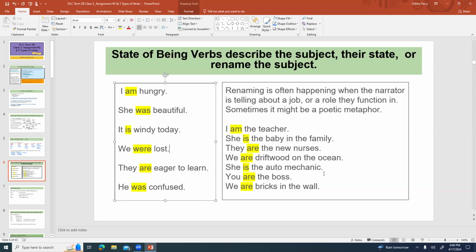Rename is often happening when the narrator or the writer is telling about a job or a role that the main subject is functioning in. And sometimes it might be used as a poetic metaphor, like I am the teacher. I is the subject. I'm giving you another name of the teacher. She is the baby in the family. Baby is kind of a renaming. They are the new nurses. It's talking about their job. We are driftwood on the ocean. So there I'm being kind of poetic. She is the auto mechanic. I'm telling what her job is. You are the boss. Same thing. We are bricks in the wall. And there we have poetic metaphor again.